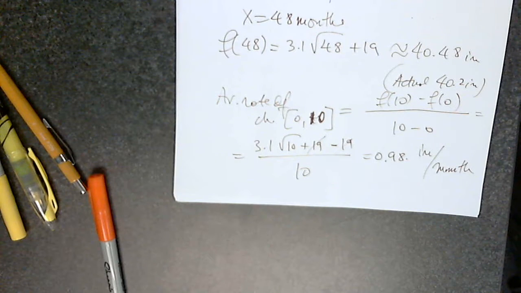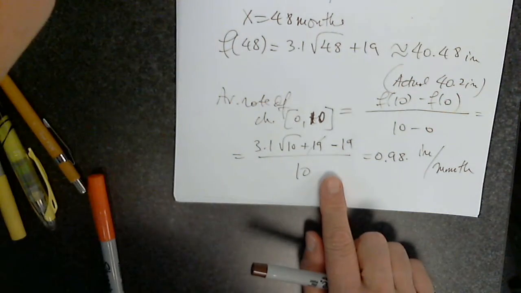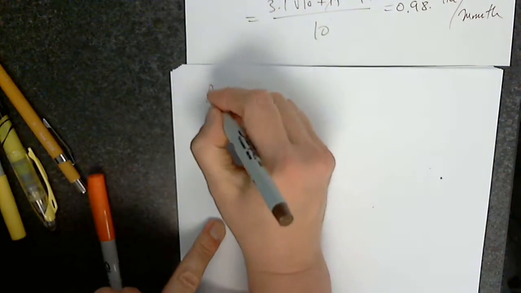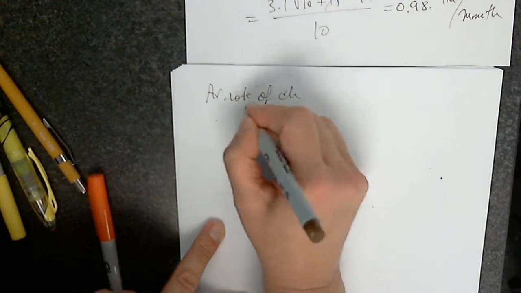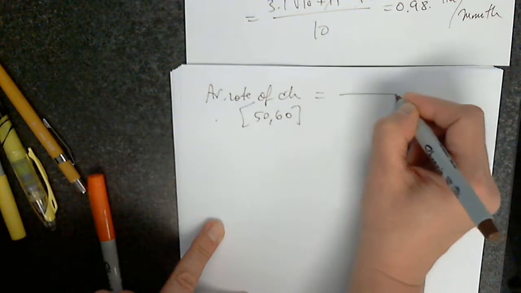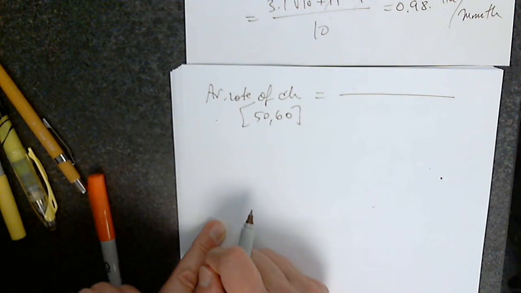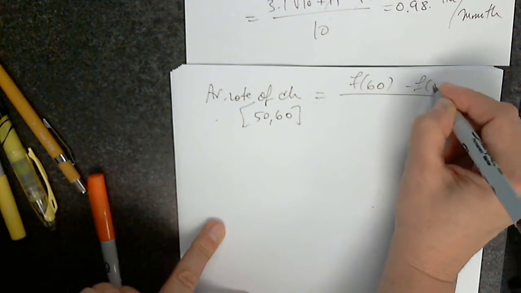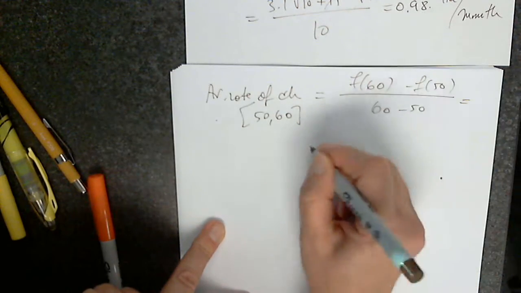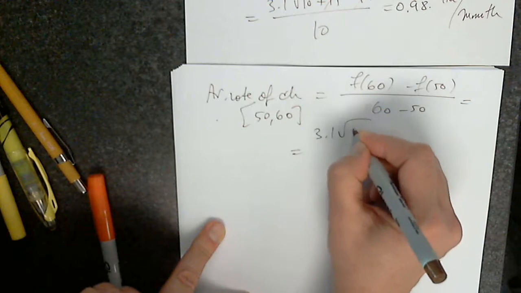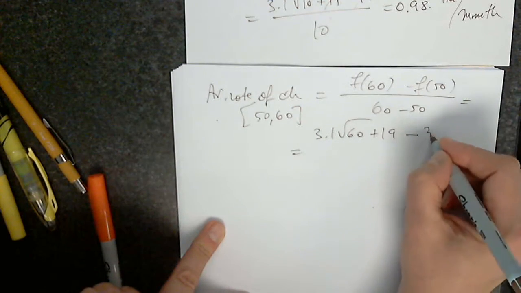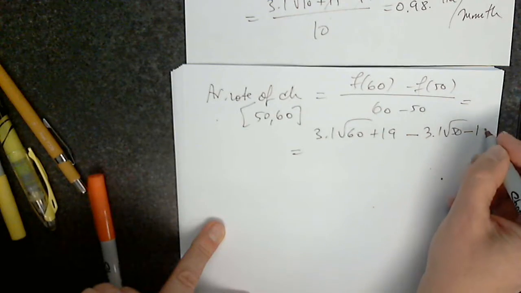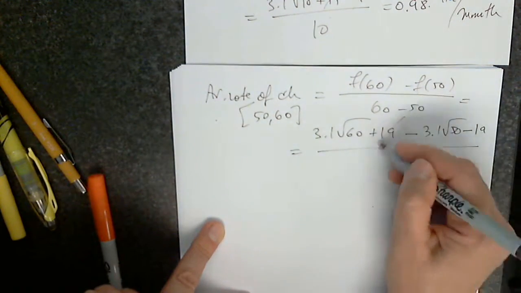Okay, use the model to find the average rate of change in inches per month, of course, between 50 and 60 months. How do I get the average rate of change between 50 and 60? What do I have to write? Yes, f of 60 minus f of 50 over 60 minus 50. So this is 3.1 times the square root of 60 plus 19 minus 3.1 times the square root of 50 plus 19. I have to subtract both, divided by 10.